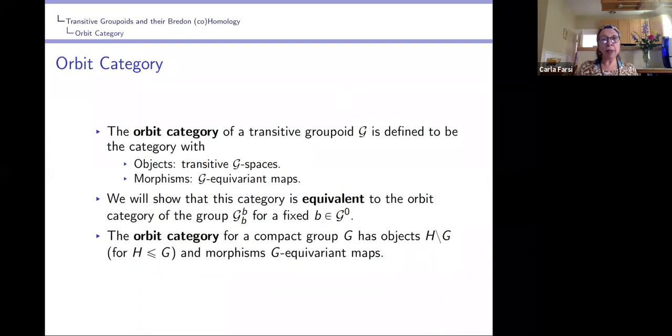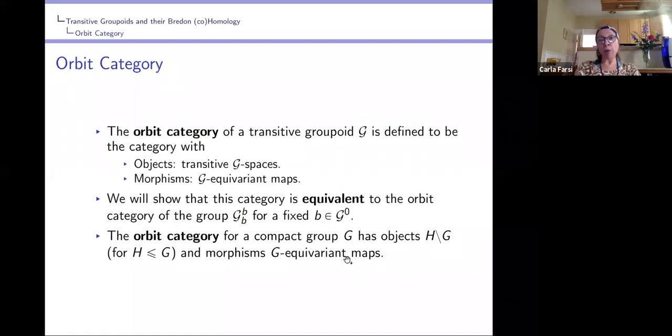So, similarly, well, actually, let me explain it again. The orbits are of type G over H, where H is a subgroup of G corresponding to the stabilizer. And then what are the maps between orbits, like a G over H going to a G over K? Well, they are the G-equivariant maps. So in this way, we form a category. This is classical. And what we did is practically the same kind of construction in this transitive case, where we fix a point in the unit space and we look at what happens above that point.